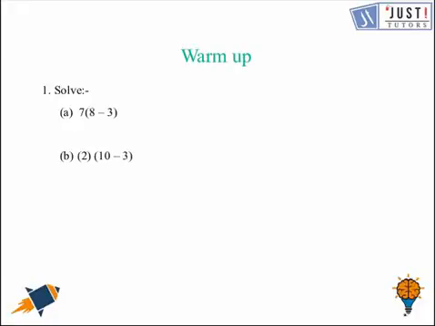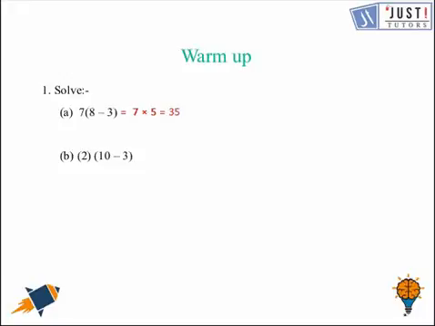In the first one, we need to solve 7, and in brackets we have 8 take away 3. So 7, and as we don't have any sign between 7 and the brackets where 8 take away 3 is written, that means we put a times sign there, that is a multiplication sign. So 7 times 5, because 8 take away 3 is 5, so the answer is 35.